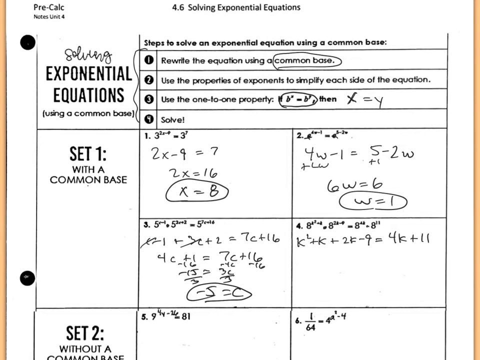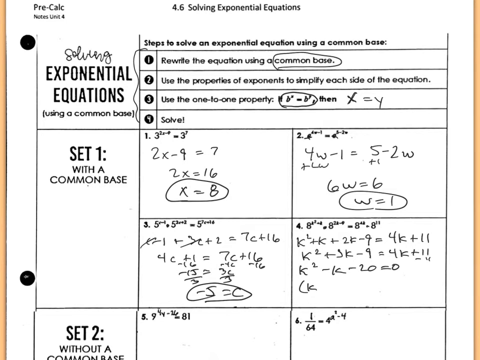Now, you have k squared and k, so you are going to have to set this equal to 0, because that's the only way to solve it when you have a power of 2 and a power of 1. So we're going to set it equal to 0. We're going to subtract the 4k, and then we're going to subtract the 11. And now you can factor it.